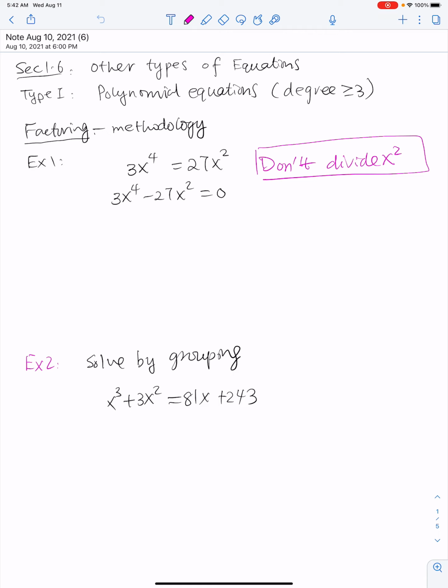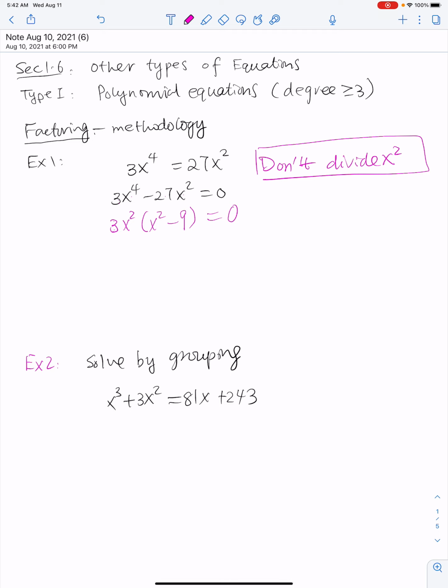So what should we do? We have to move everything to one side because we are using factoring. How could we use factoring? You have to keep one side equal to 0. So 3x to the fourth minus 27x squared equal to 0. How could we factor here? Do you have anything in common? You have a 3 in common. x to the fourth, x squared, you have x squared in common. Then what do you have left? 3 divided by 3 is gone. x to the fourth divided by x squared, you have x squared. 27 divided by 3, you have 9. x squared is gone.